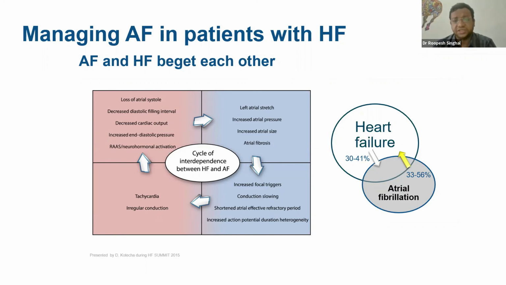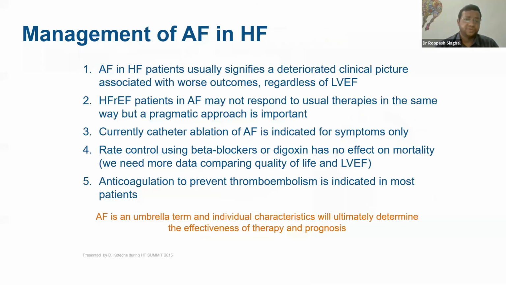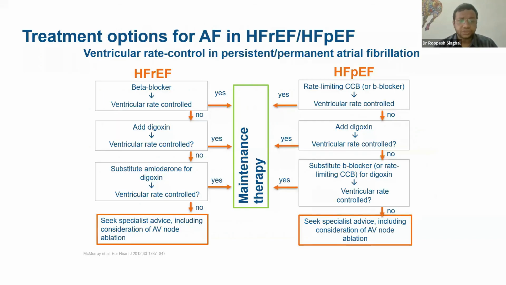We should try and achieve adequate rate control, if feasible, also rhythm control. And it is very tricky because all these patients are debilitated, and all these drugs affect the other systems as well. So you can use beta blockers and digoxin for rate control. Amiodarone can be used for rhythm control in a selected patient. Anticoagulation must obviously be adhered to prevent thromboembolism. So we can start with beta blockers, add digoxin, can substitute amiodarone for digoxin. Similarly in HFpEF, we can start with CCBs, add digoxin or beta blockers, and then maintain therapy.